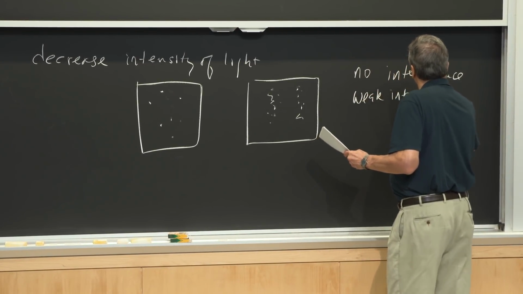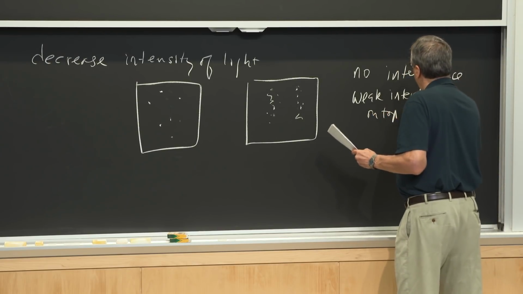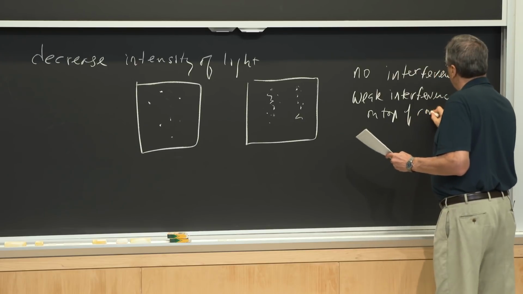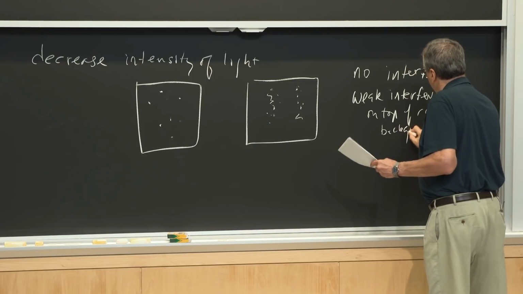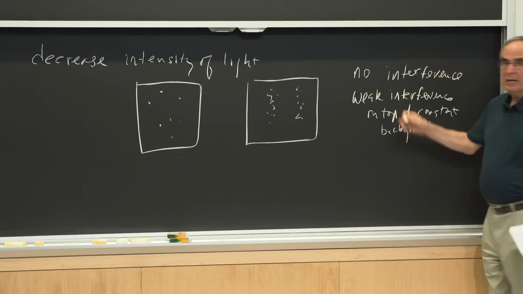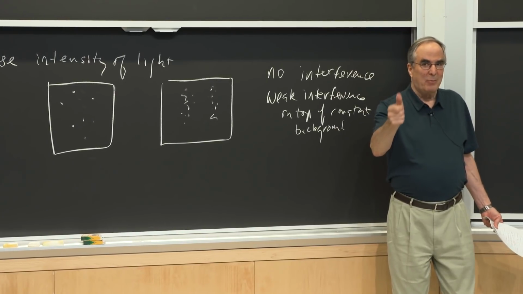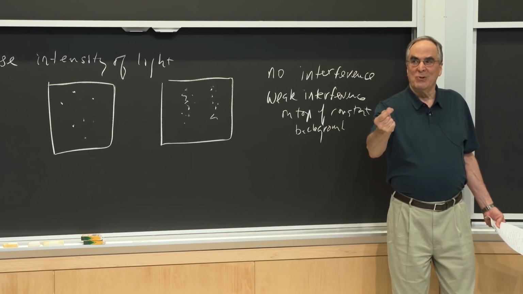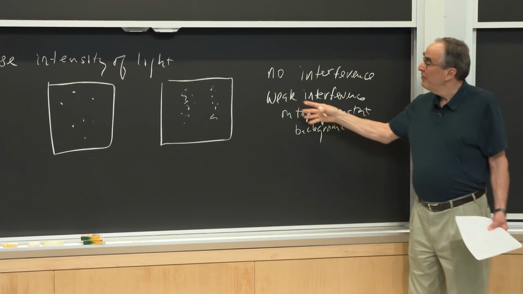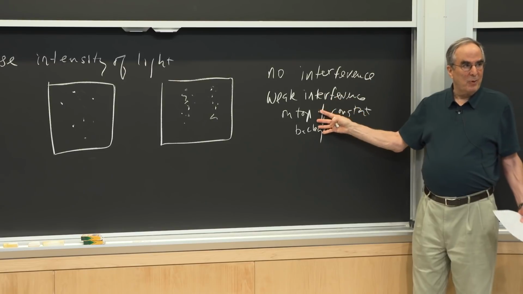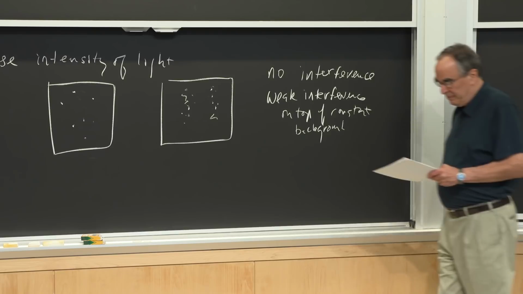Weak interference on top of constant background. This would reflect that, even though we decided that we would have one photon in the apparatus, occasionally there are two. And when there's two, there could be interference. And so we'd have some weak interference superimposed on the constant background.